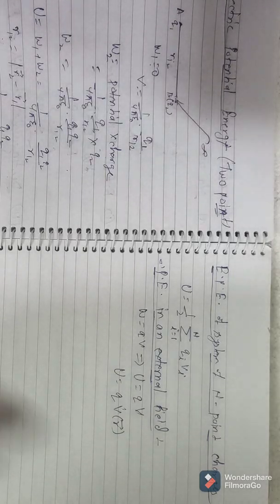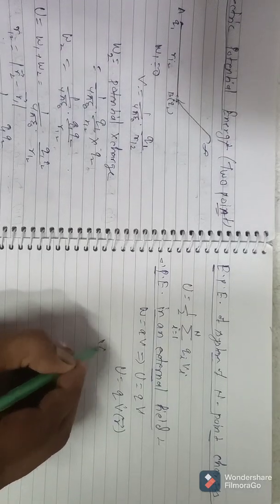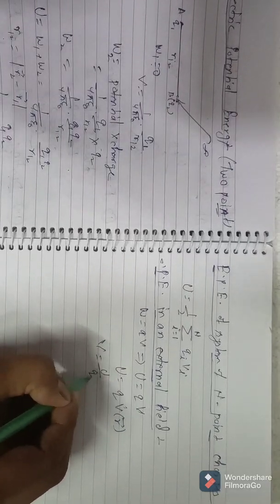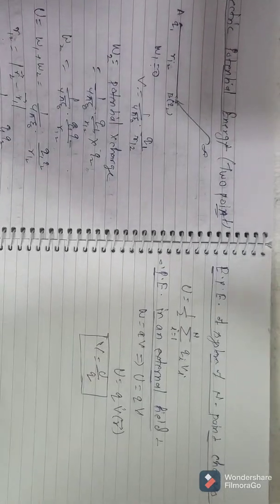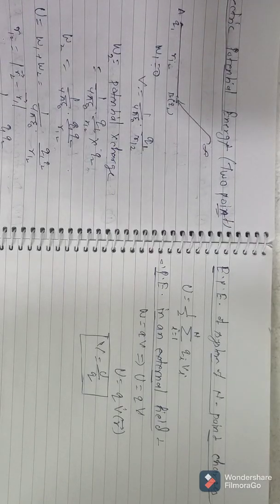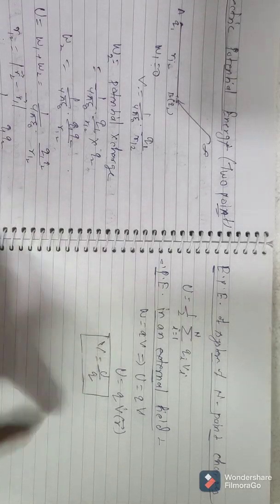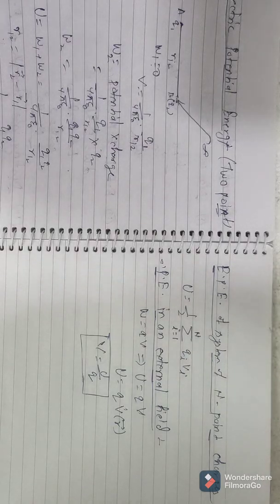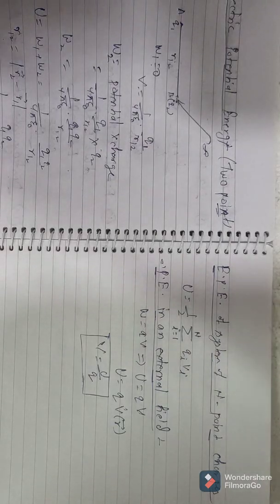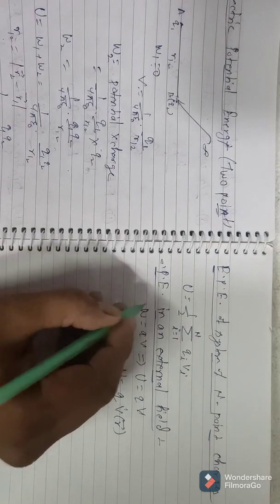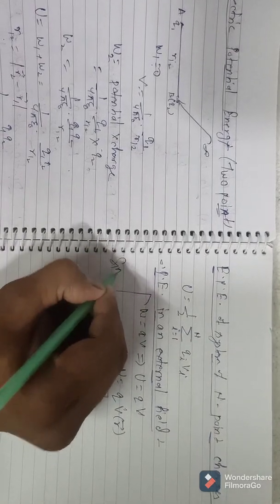Now from here you can find that V equals U by Q. So we can define electric potential at a point in an external field as the potential energy of a unit positive charge at that point. Okay, this was for a single charge.